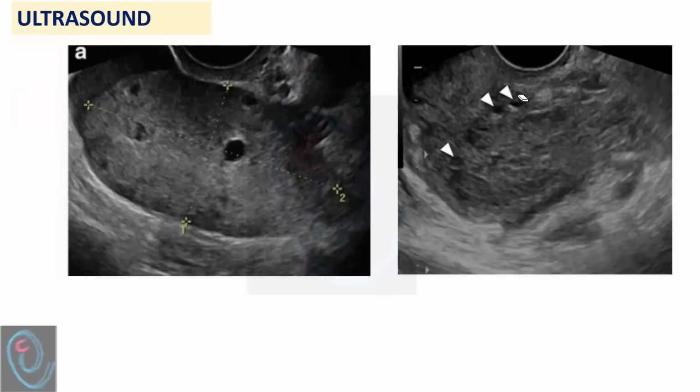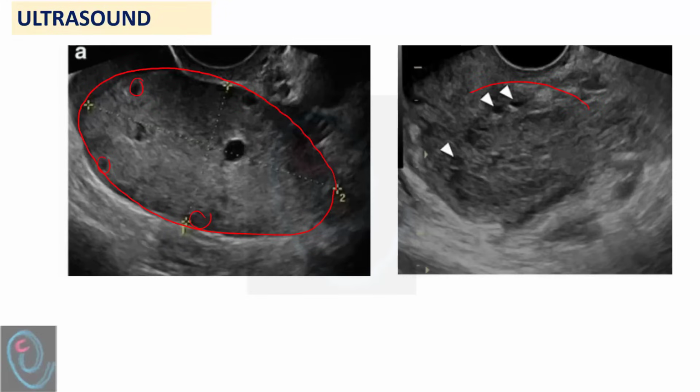Radiological evaluation include ultrasound, maybe CT or MRI. Ultrasound plays an important role in the diagnosis of ovarian torsion. Features include ovarian enlargement caused by edema or a mass. In this image, we can see an enlarged ovary measuring about 7 centimeters. In addition, the presence of multiple small follicles displaced peripherally by edema is another feature.